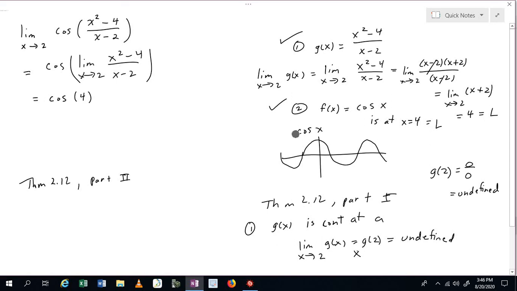But you can use the second part of Theorem 2.12 because this limit is not necessarily g of a. This is not g of 2, but it is some finite number. And so that's why the second part of Theorem 2.12 applies to more cases.